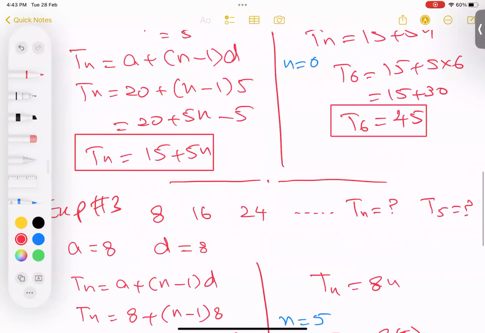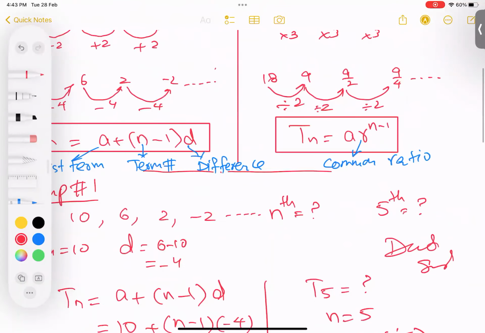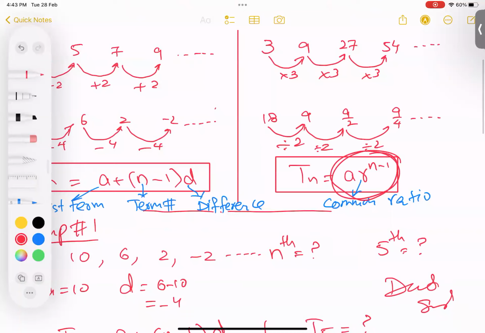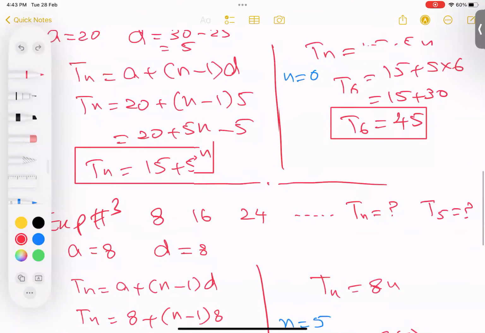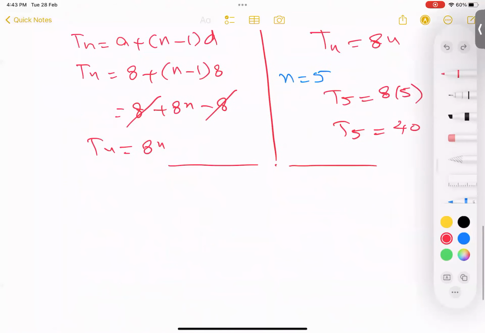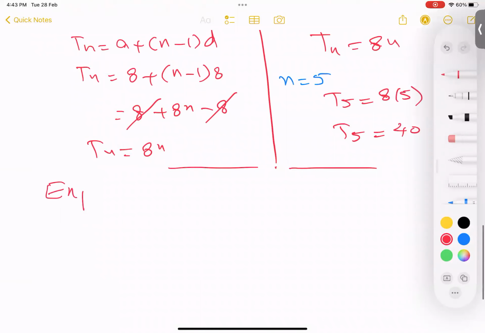Now let's talk about GP. GP is this idea: either multiplying or dividing, we get the next term. And the formula is A R to the power n minus 1. So let's start with one example. I'll give you a GP, then inshallah you will try one question with me. So this was example number 3. Now example number 4.